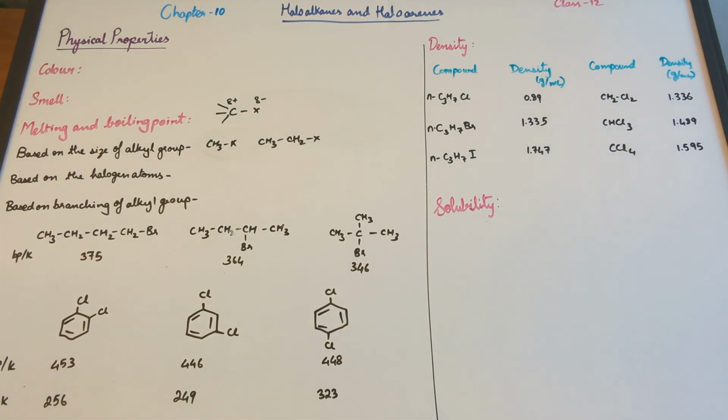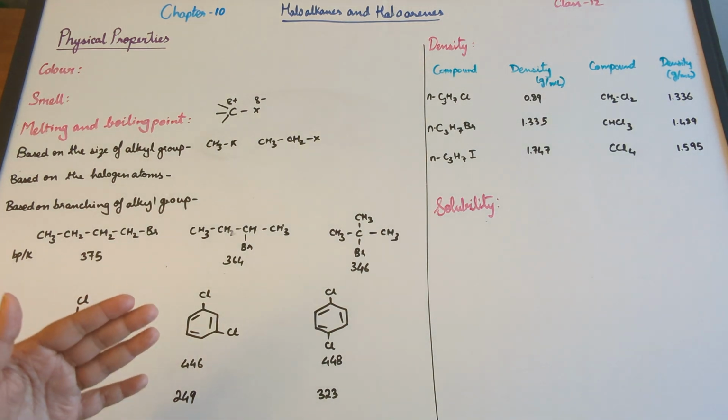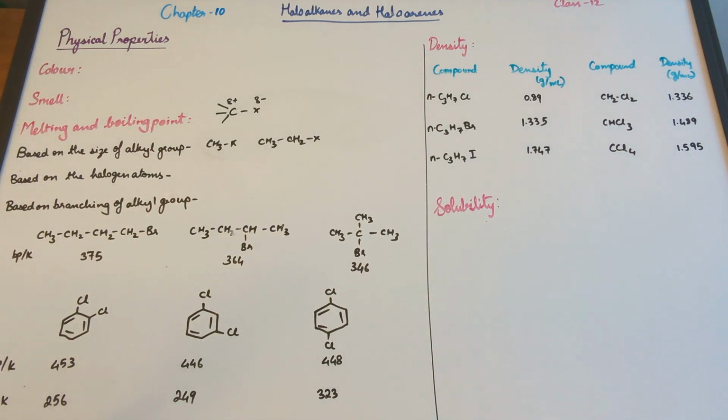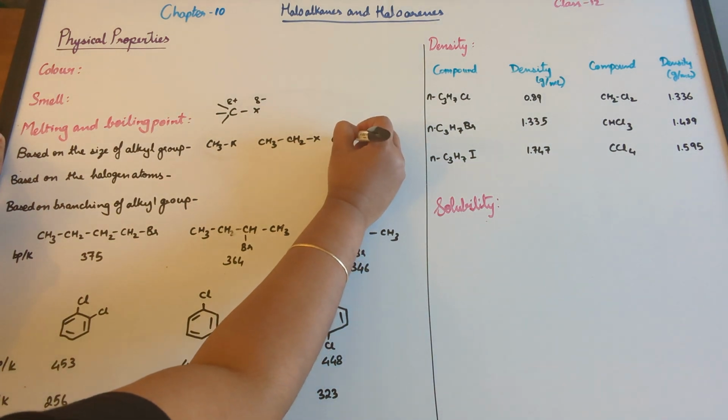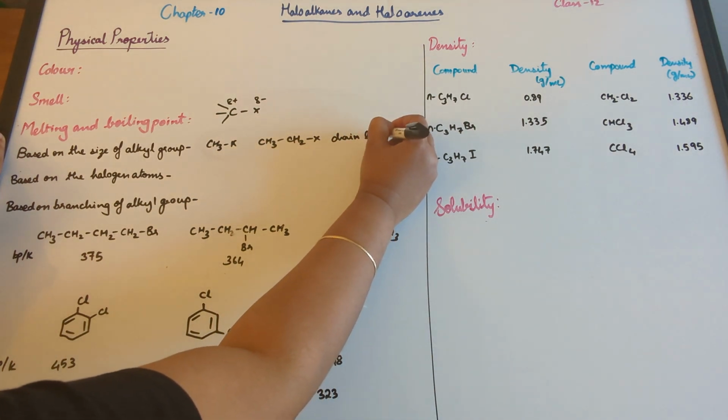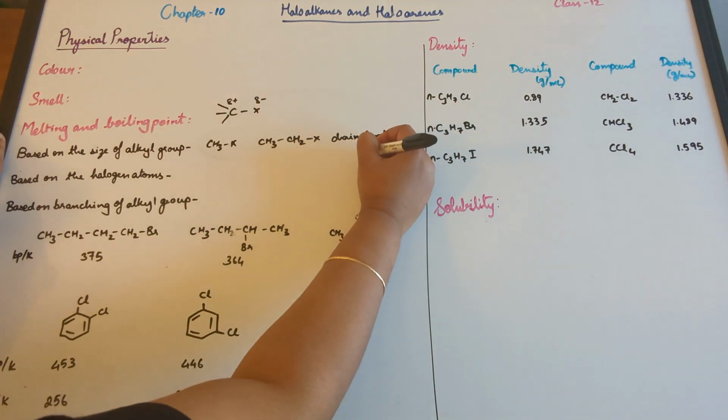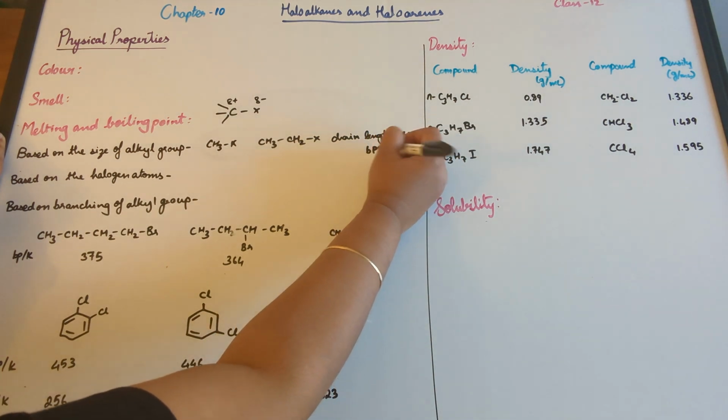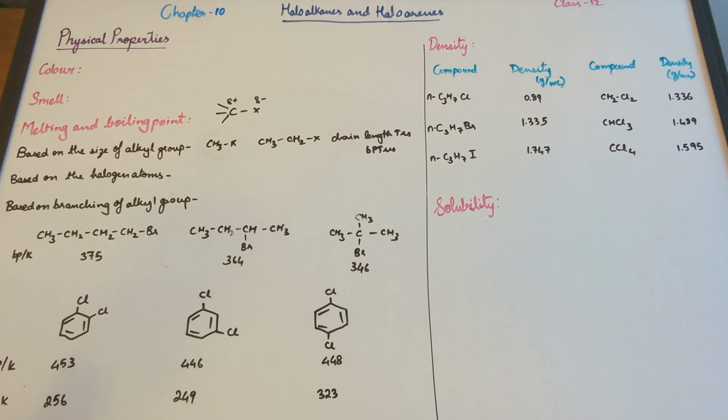And because the molecules are getting bigger, the number of electrons present also gets bigger, and this in turn leads to an increase in the dipole-dipole as well as the van der Waals forces. Because of that, as the chain length increases, the boiling point increases.